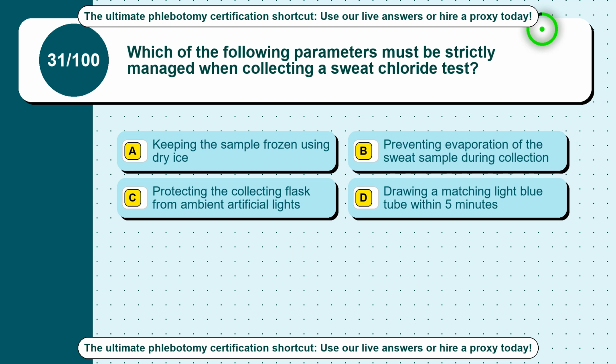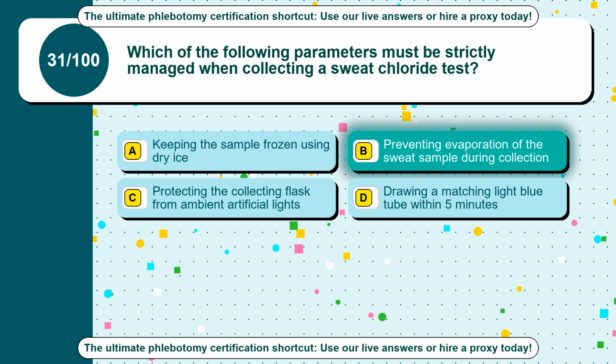Question 31. Which of the following parameters must be strictly managed when collecting a sweat chloride test? Option A, keeping the sample frozen using dry ice. Option B, preventing evaporation of the sweat sample during collection. Option C, protecting the collecting flask from ambient artificial lights. Option D, drawing a matching light blue tube within 5 minutes.